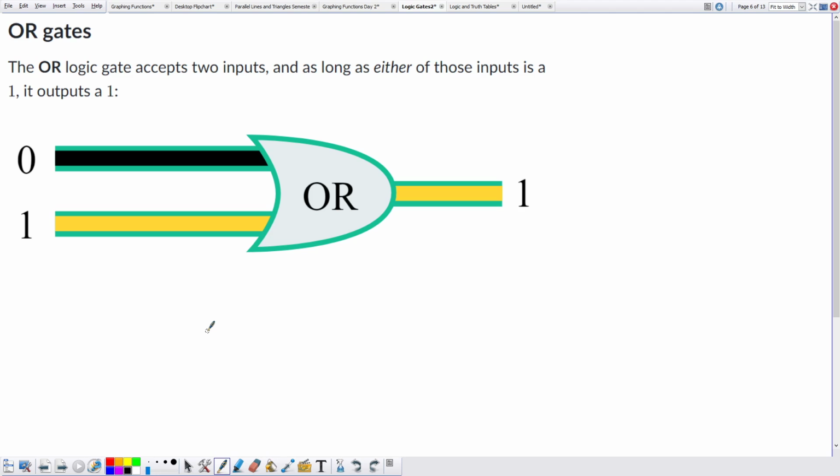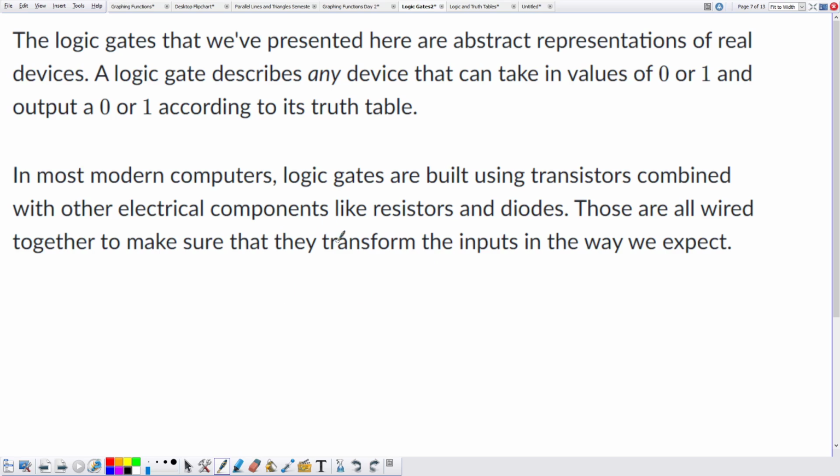Now, we have the OR gate, which accepts 2 inputs, and as long as either of those inputs is a 1, then it outputs a 1. You'll notice it has this curved part on the left and then curvature going forward on the right. Each of these gates has a distinct symbolic shape. The logic gates are just abstract representations of real devices. A logic gate describes any device which can take in values of 0 or 1 and output a 0 or 1 according to its truth table.